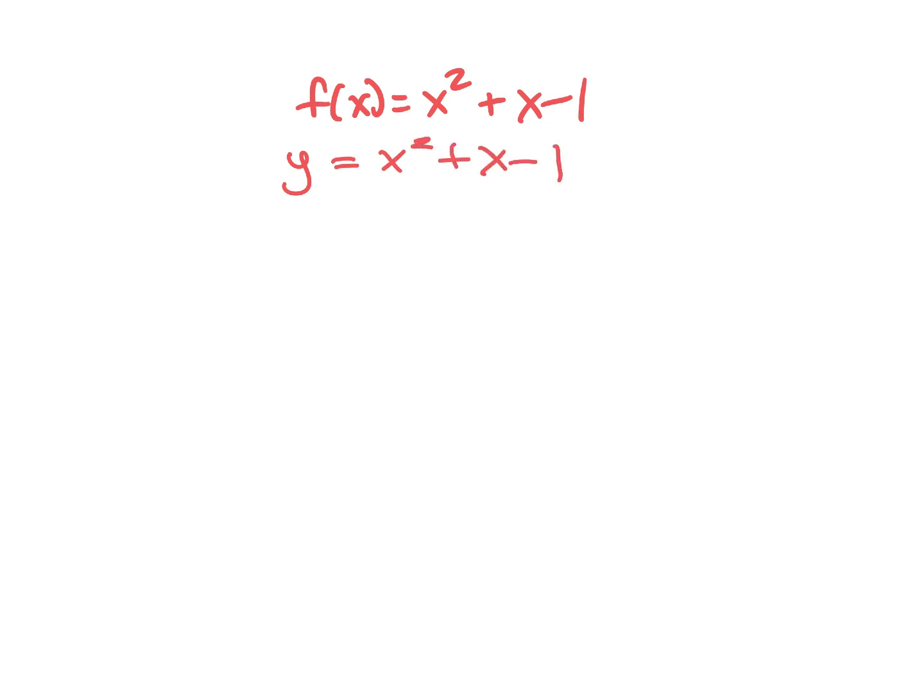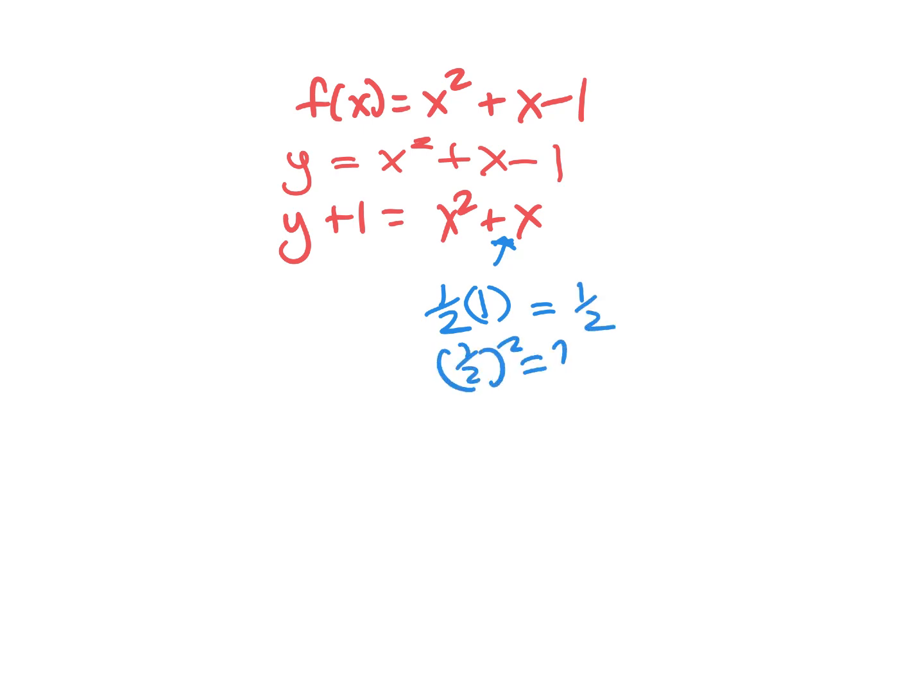And then I bring the constant term over. So I'm going to say y plus 1 equals x squared plus x. All right, so here's the completing the square part. You take whatever is in front, the coefficient in front of the x term. So that happens to be 1 in this case. And you're going to do a half of that coefficient. So a half of 1 is a half. And then you square it. So 1/2 squared is going to be 1/4. And then that's what I'm going to add.